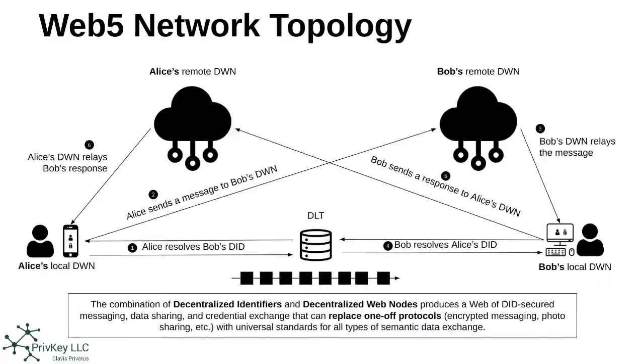So this combination of decentralized identifiers and decentralized web nodes produces a web of DID secure messaging, data sharing, and credential exchange. All of these things can happen because you have exchanged these public verification keys between the two of you. One of the protocols is encrypted messaging, photo sharing, etc., universal standards, all types of semantic data exchange. So from this basic identity solution, you can create all these apps on top.